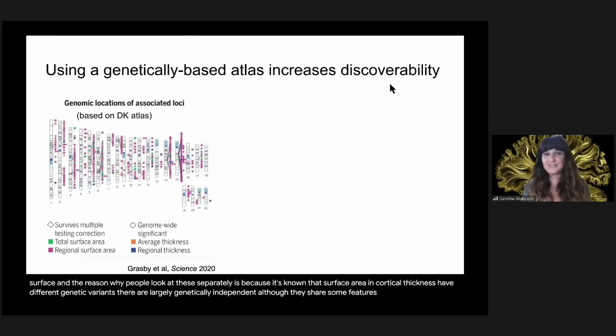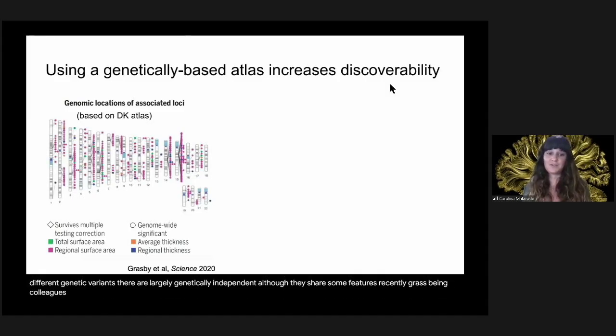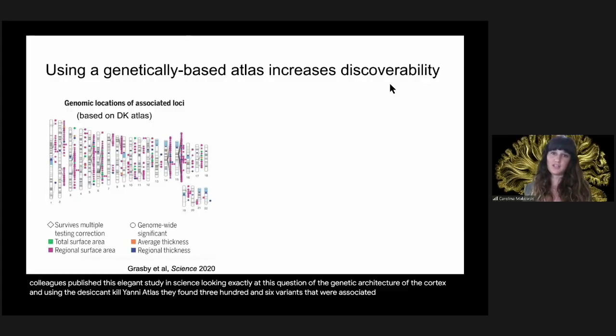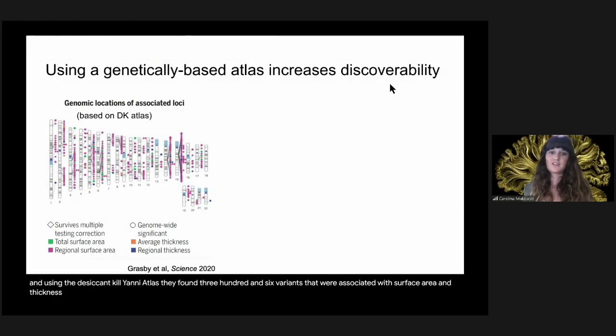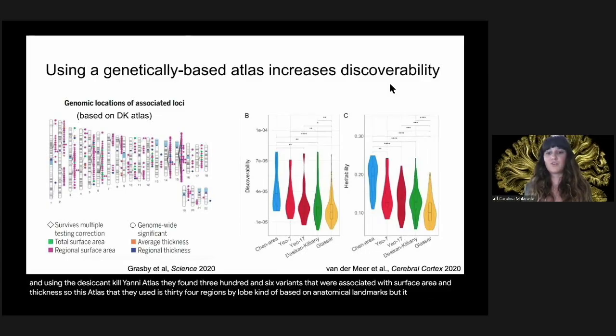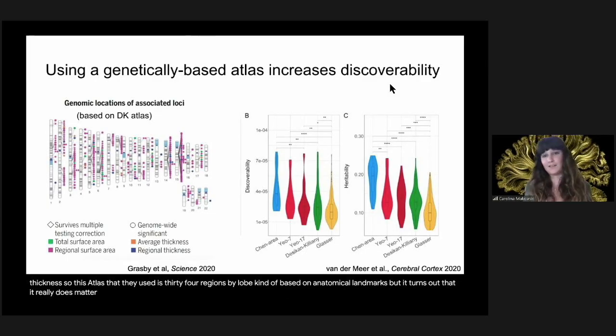So very recently, Grasby and colleagues published this elegant study in Science looking exactly at this question of the genetic architecture of the cortex. And using the Desikan-Killiany atlas, they found 306 variants that were associated with surface area and thickness. So this atlas that they used is 34 regions by lobe, kind of based on anatomical landmarks. But it turns out that it really does matter what atlas you use when you are conducting these studies.